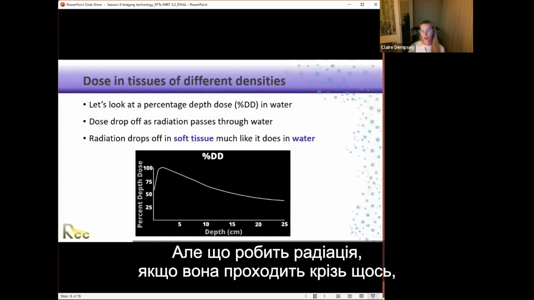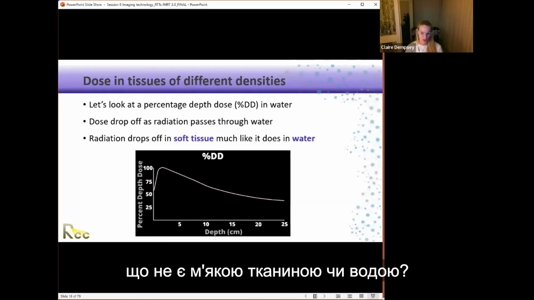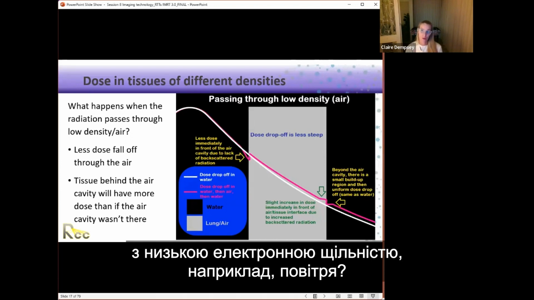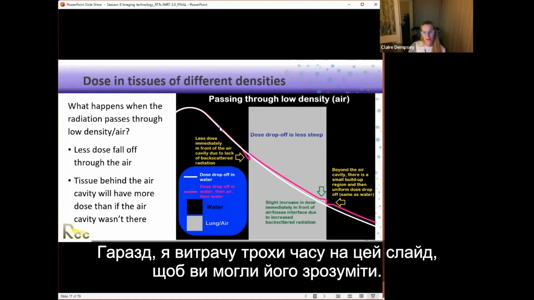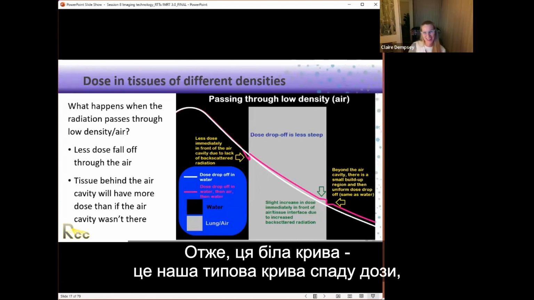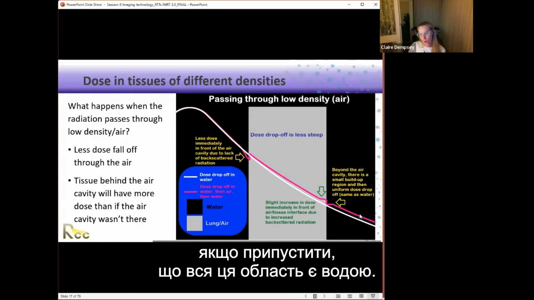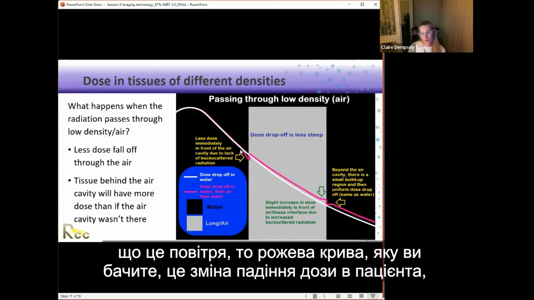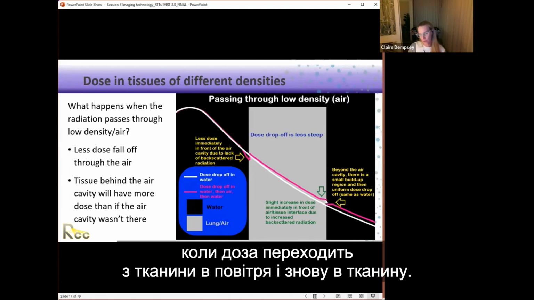But what does radiation do if it passes through something that isn't soft tissue or water? What happens if the radiation passes through something of low electron density, such as air? Okay, so I might spend a little bit of time on this slide just so you can understand it. This white curve here is our typical dose drop-off curve, assuming that all of this area is water. If we now look at this grey area here, and let's assume that that's air, the pink curve you can see is the change in the dose drop-off in the patient as the dose passes from tissue to air and back into tissue again.